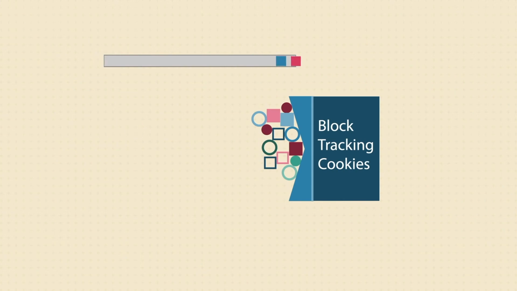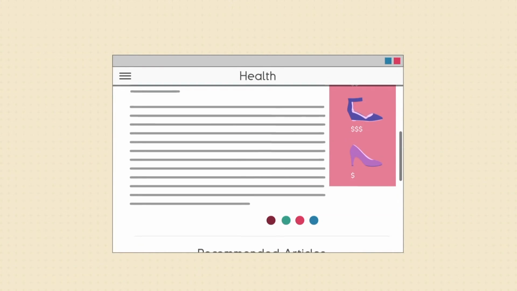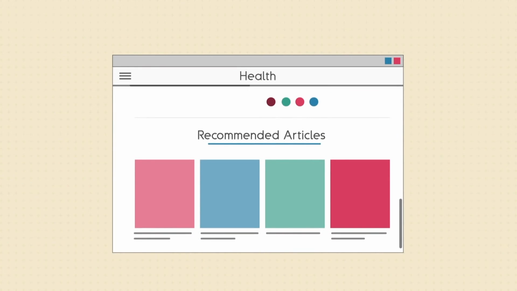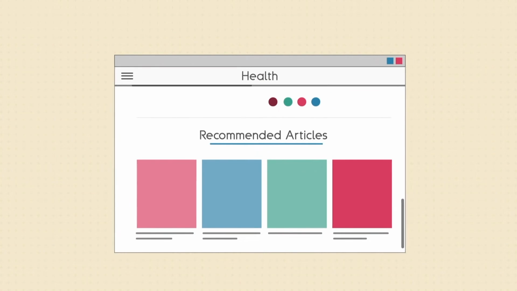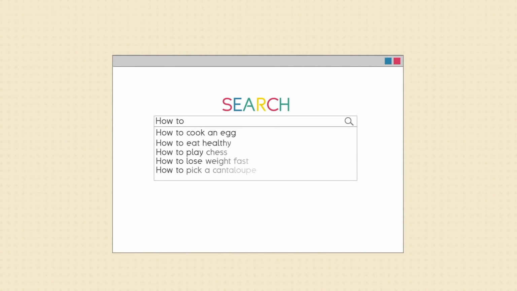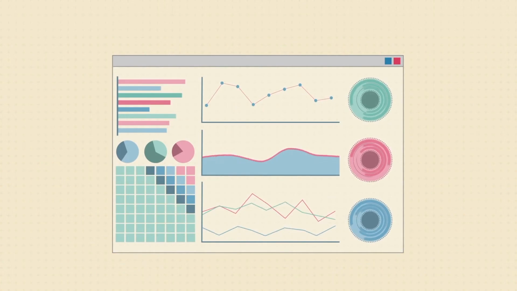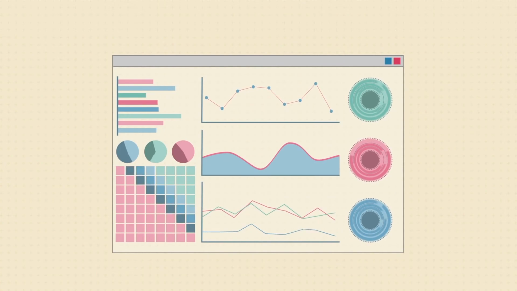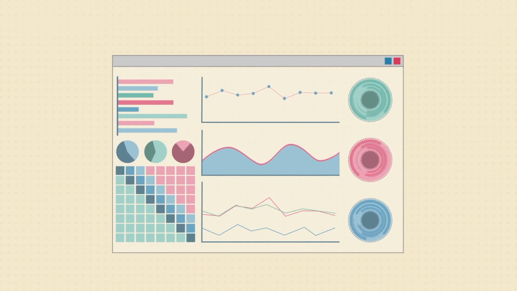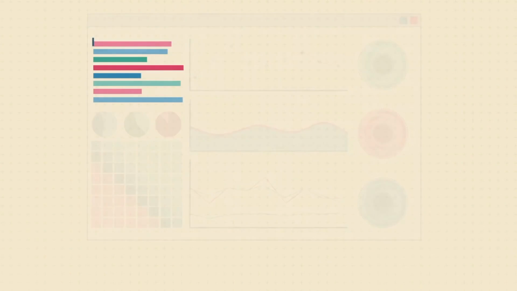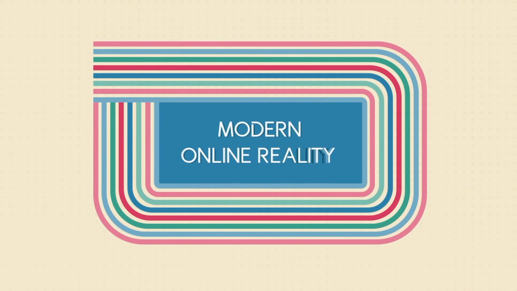However, there are potential upsides to all this data being collected. It allows sites to recommend articles and videos based on your interests, and helps search engines more quickly find the results you're looking for. As the technology continues to advance, sites will find new ways to tailor their content to better meet your needs. It's hard to say exactly where this will lead, but for better or worse, digital tracking is part of the modern online reality.